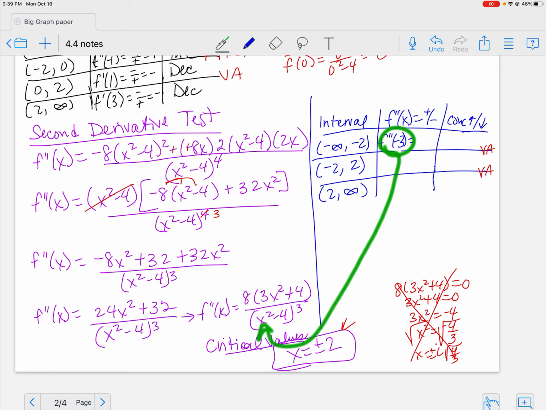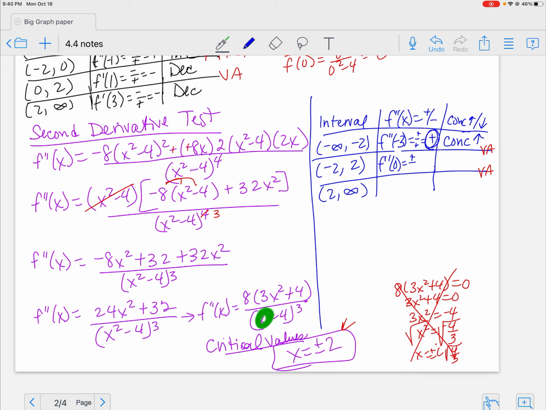If I plug this 3 in, that's going to give me a 9. And 9 is bigger than 4. So I have a positive divided by a positive, which is positive. Here, I'm going to circle that so you can actually see it. So I know that this is concave up. Now, let's look at what 0 is, because that's just easy. Again, it doesn't matter what I plug in here. It's always positive on top.